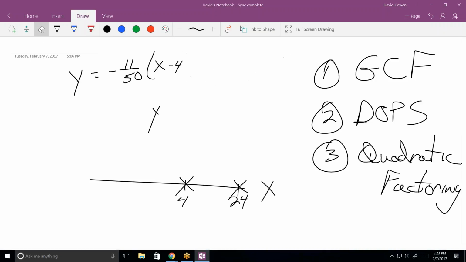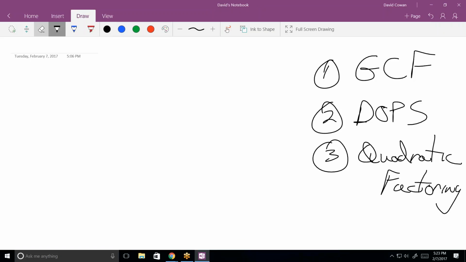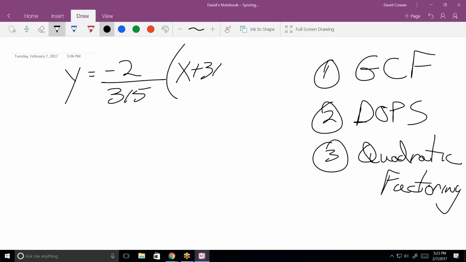And then I have another one, and it's basically the same thing, except we have to find the height. The height as well. So it's y equals -2/315, times the quantity x plus 315, times the quantity x minus 315. And they want to find the height of the tunnel.